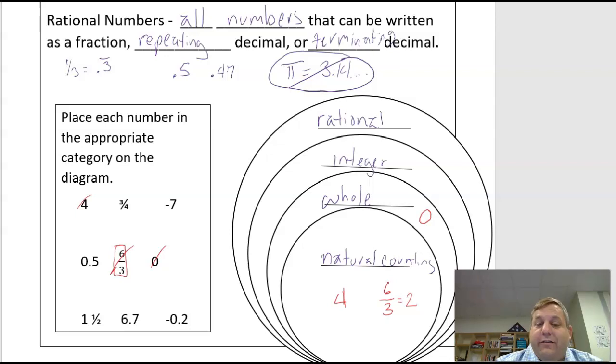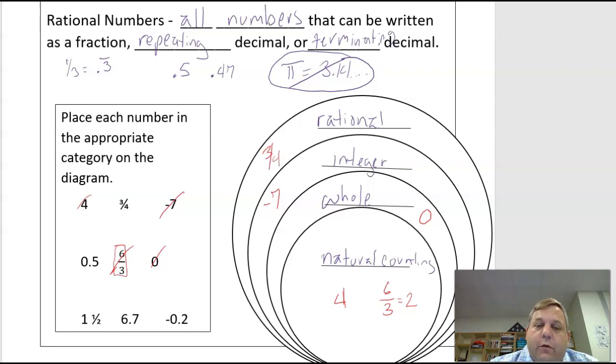Whole numbers. We've already said 0 is a whole number. When you have a natural counting category, 0 should be the only number in the whole number category. Integers are all whole numbers and their opposites. So I've got -7, which is an opposite of a positive whole number. 0.5 is not a whole number. 1.5 is not. None of the rest of these are whole numbers or their opposites.